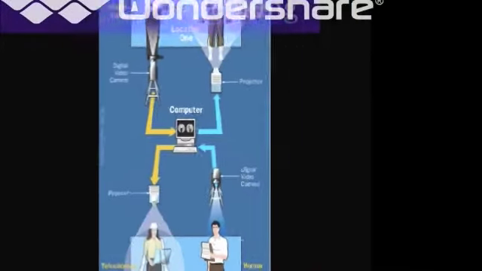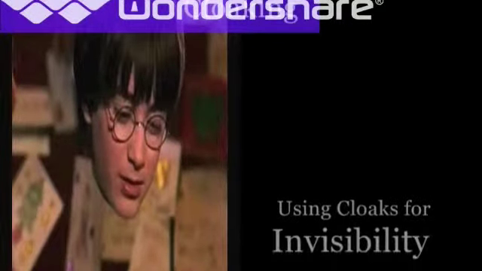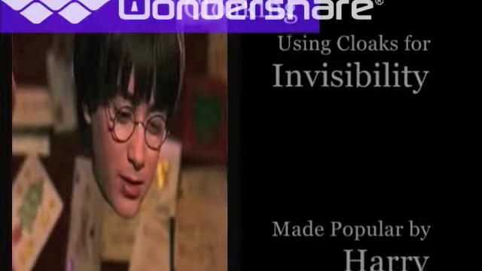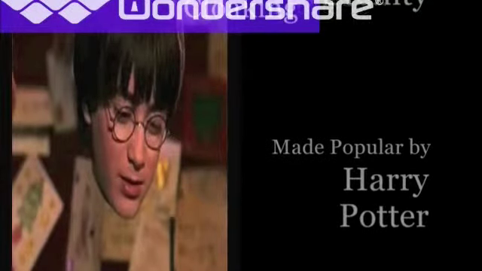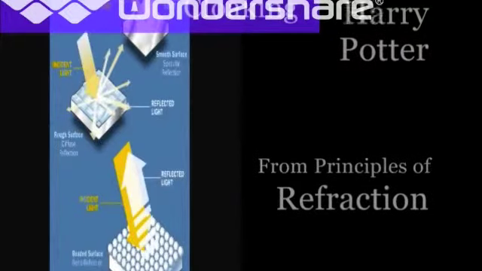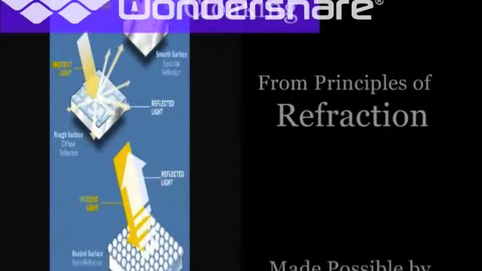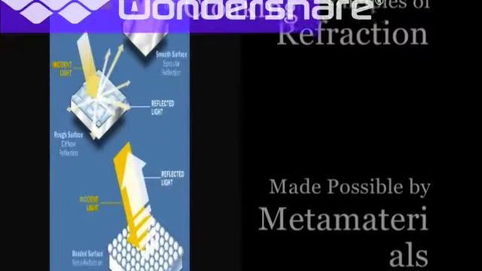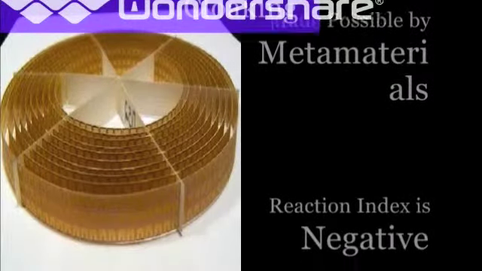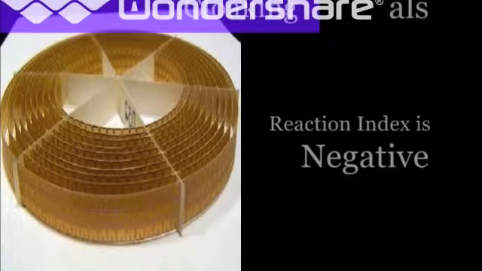But cloaking is the real refraction phenomenon that we're going to study here. It's using cloaks for invisibility. In Harry Potter, a famous series, he uses one. And people ask, is it real? And you say, yeah, it's from the principles of refraction. You can get negative refraction where it comes straight back. And that negative refraction happens in metamaterials, which essentially are designed to have a negative refraction index. So it comes straight back.